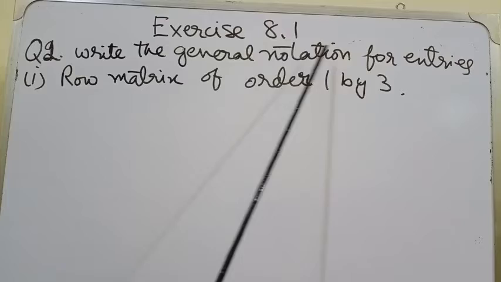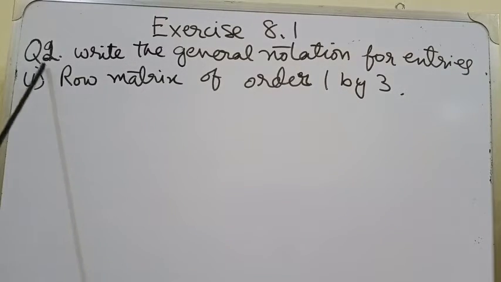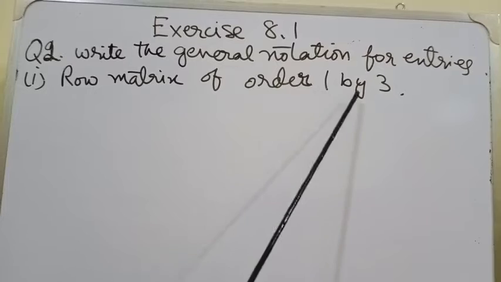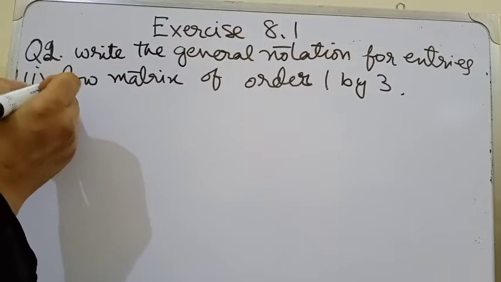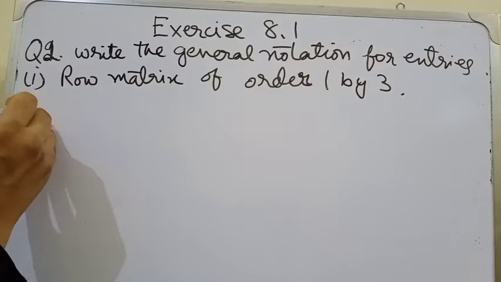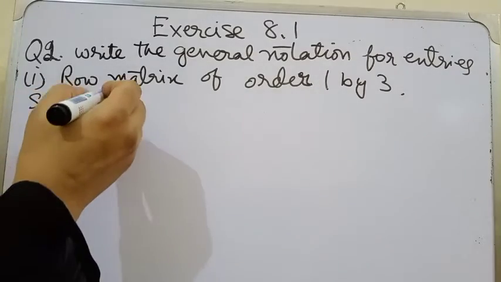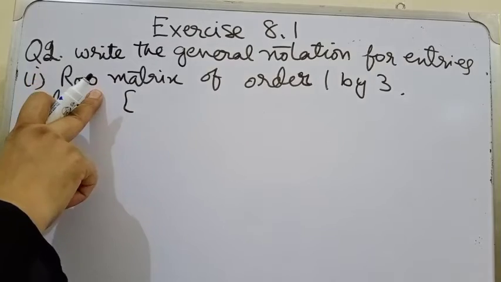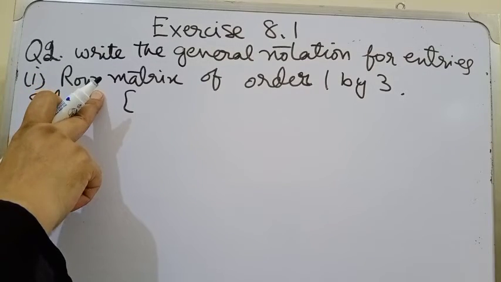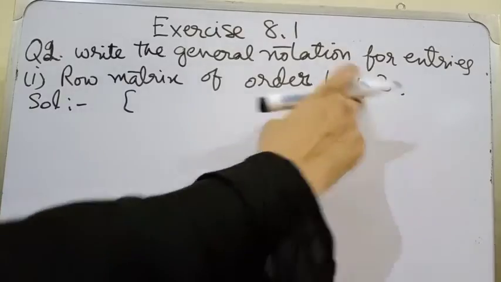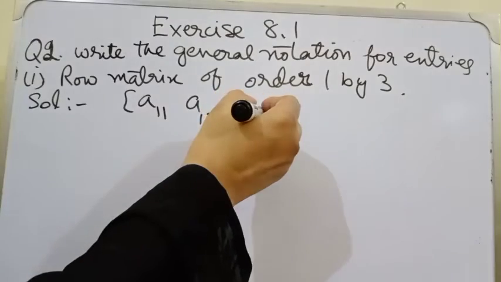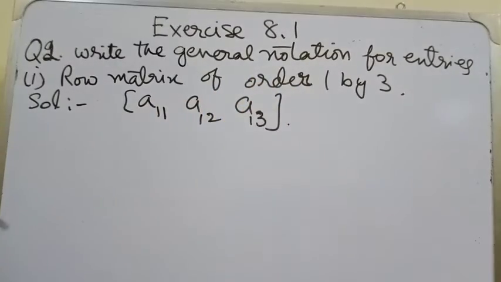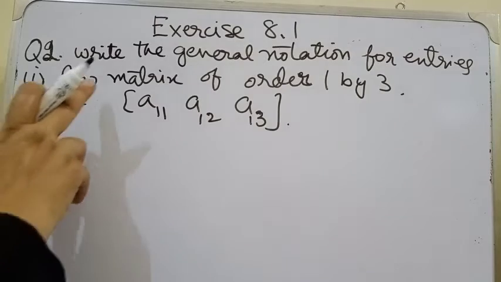Question number 2, write the general notation for entries. First part of question number 2, row matrix of order 1 by 3. In general form, we observe that we have no entries, we only write A11, A12, A13. Solution: this is a row matrix, it means it has only 1 row and 3 columns. So we have A11, A12, A13. These are 3 entries in this row matrix.